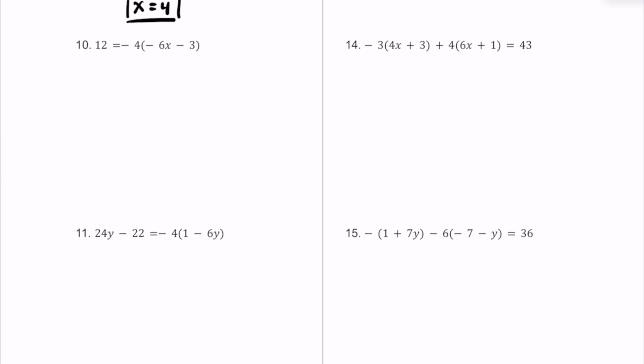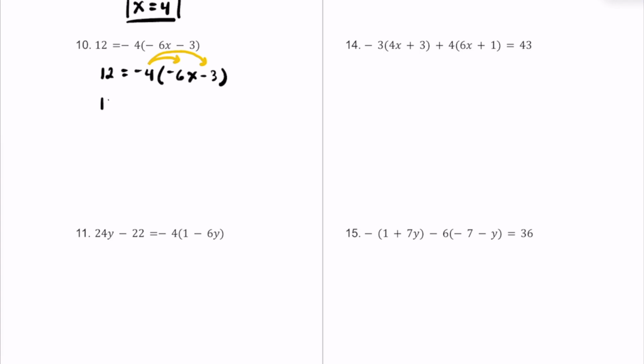All right, let's try another one. In this equation, we have 12 is equal to negative 4 multiplied by the quantity of negative 6x minus 3. Now what we're going to do here is distribute this negative 4 to both of these terms inside the parentheses first.